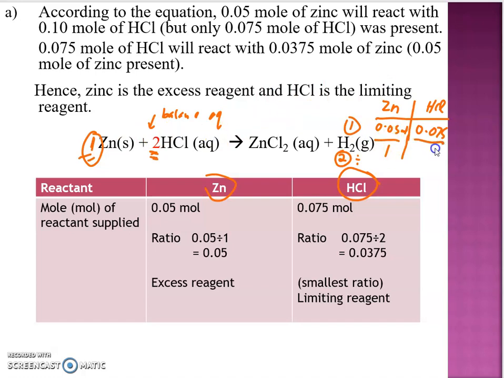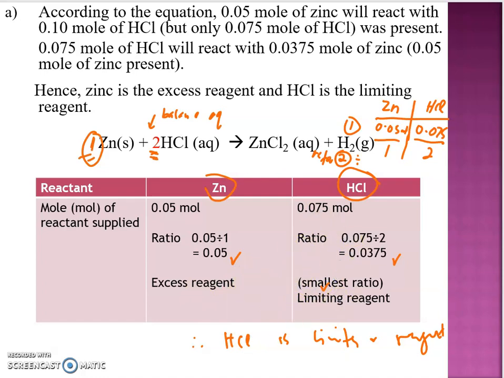HCl bahagi 2. So, dah dapat ni, bahagi ratio ni, step nombor 2, barulah you boleh tahu siapa adalah limiting reactant by looking at the smallest ratio. Okay, so zinc 0.05, HCl 0.0375. Therefore, HCl is limiting reagent. Okay, so you kena bahagi dulu baru boleh kita tahu either it is a reagent, limiting reactant or not.